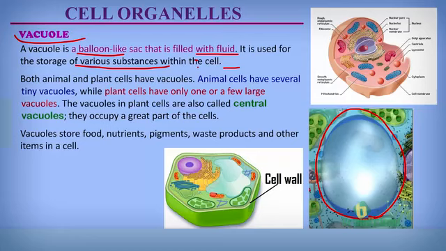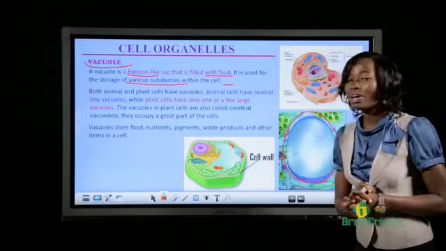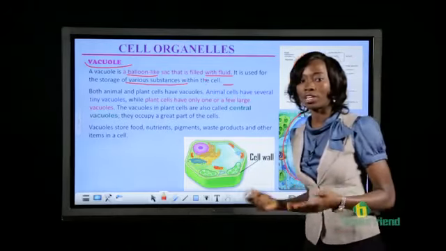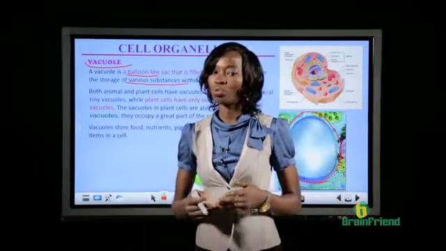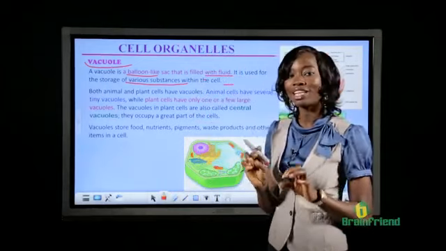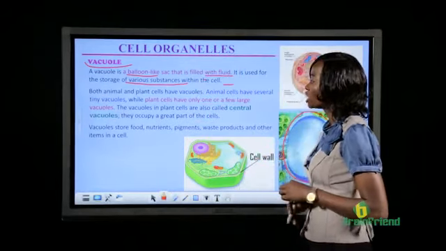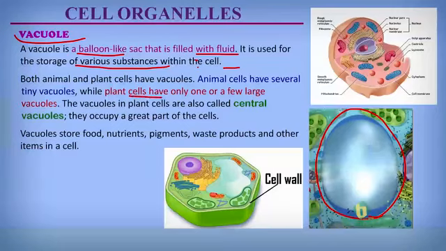Vacuoles are found both in plant cells and animal cells. Vacuoles are found in all cells, as a matter of fact. Animal cells have several small vacuoles. In some cases, some animal cells do not even have vacuoles. But wherever you find vacuoles in animal cells, they are usually very small, and they are more than one. While plant cells have only one or few large vacuoles. This is a plant cell, and this is the vacuole. You can see how large it is. It is so large. Whereas you can't even find a vacuole in this animal cell.